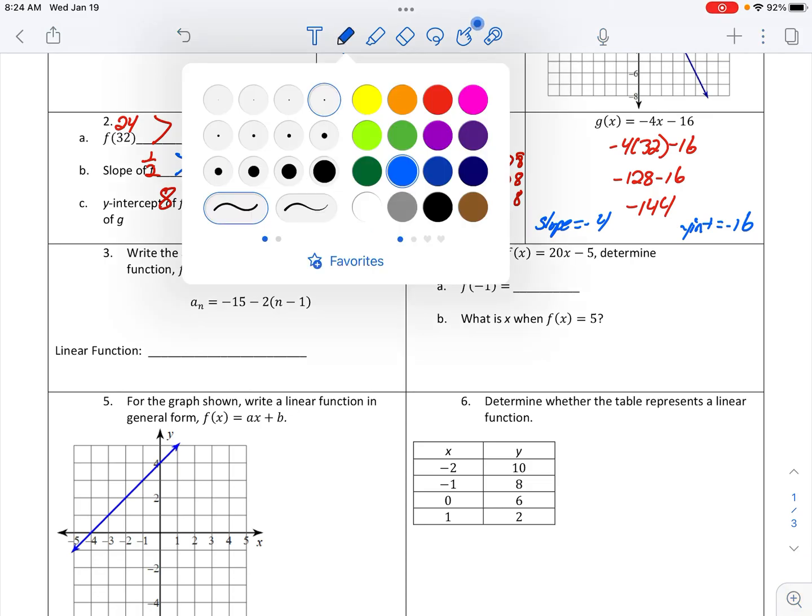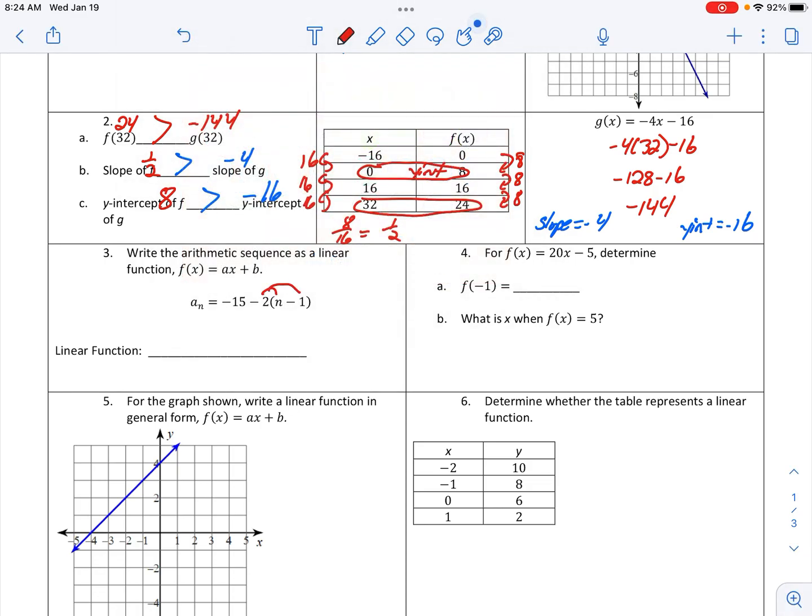Number 3, as we distribute the negative 2 to put it into the general form. We've been doing that a lot since first semester. Combine like terms. Watch your arithmetic. Negative 15 plus 2 is a negative 13.